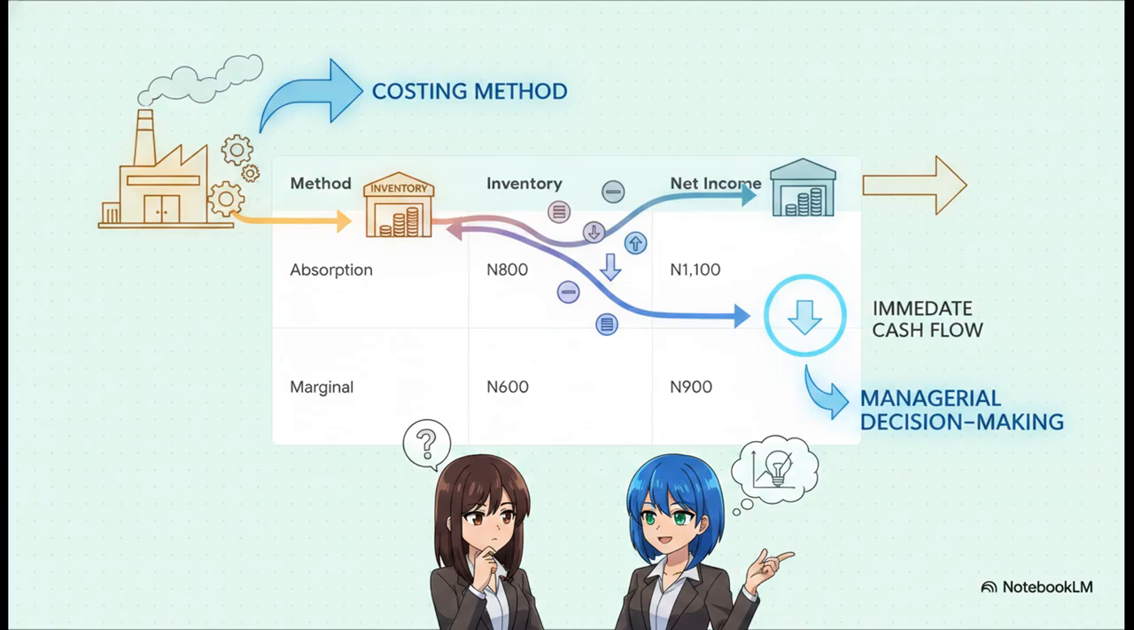Notice the net income here? It shows up as N1,100 under absorption, but only N900 under marginal. Why the difference? Because absorption costing actually trapped N200 of fixed manufacturing costs inside the unsold inventory sitting in the warehouse. It created this total illusion of higher initial net income. Marginal costing, on the other hand, immediately releases those fixed costs. It gives you, the manager, a much clearer, immediate picture of your real cash flow and profitability.